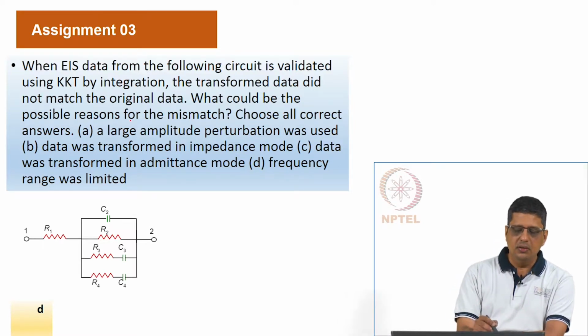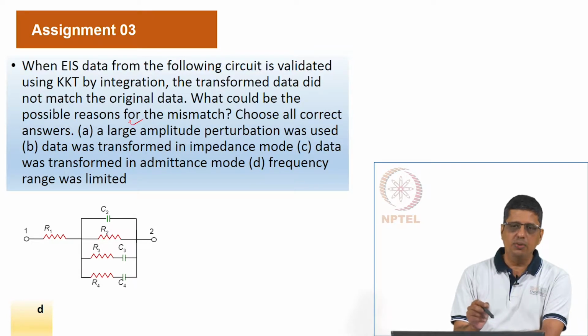One choice is, was a large amplitude perturbation used? Did we use 100 millivolts potential? Should we transform it in the admittance mode? Maybe we transformed in the impedance mode, therefore, it was coming wrongly. Or did we transform in the admittance mode, whereas it should have been transformed in the impedance mode? Or the last one, which is frequency range was limited.